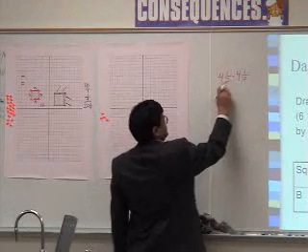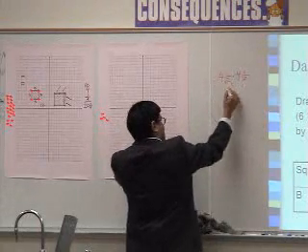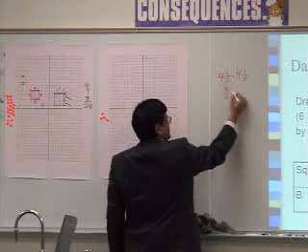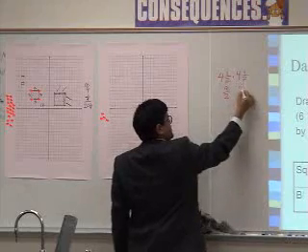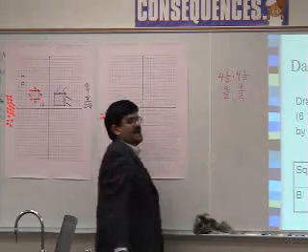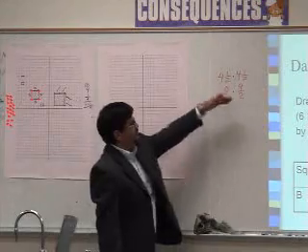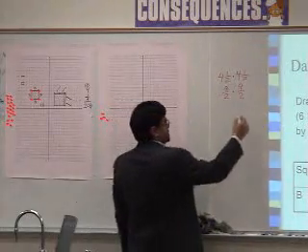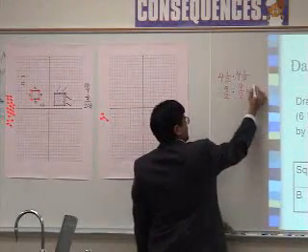I say 4 times 2, 8 plus 1, 9. I convert the number to halves. This is the same number. And when I multiply fractions, all you have to do is multiply the numerators and the denominators. So I get 9 times 9, 81.